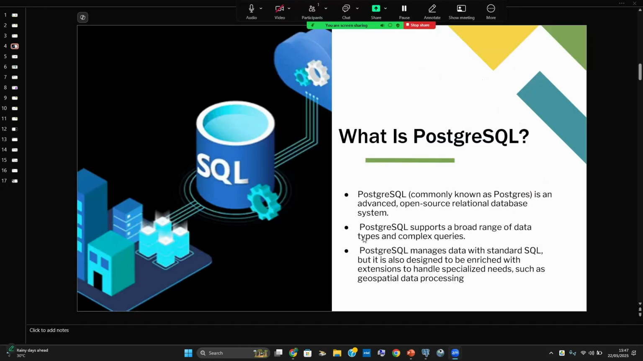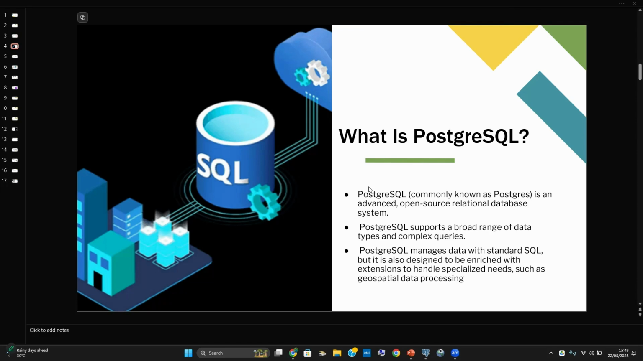Now, what is PostgreSQL? PostgreSQL, commonly just known as Postgres, is an advanced open source relational database system, right? And it is celebrated for its robustness, its reliability, and its extensibility. That is because Postgres supports a broad range of data types and complex queries. Out of the box, Postgres is able to manage data with standard SQL, but it's also designed to be enriched with extensions that are able to handle specialized needs. In our case, geospatial data processing.